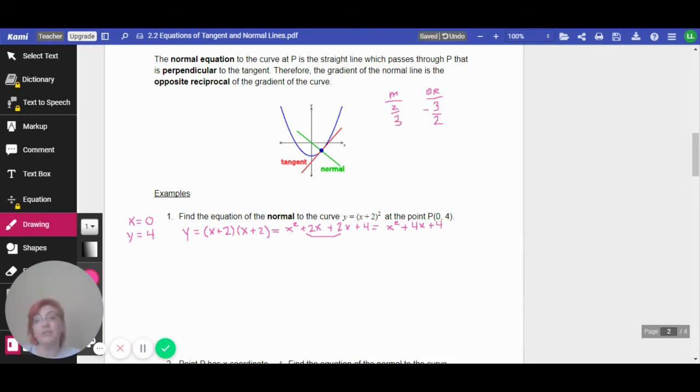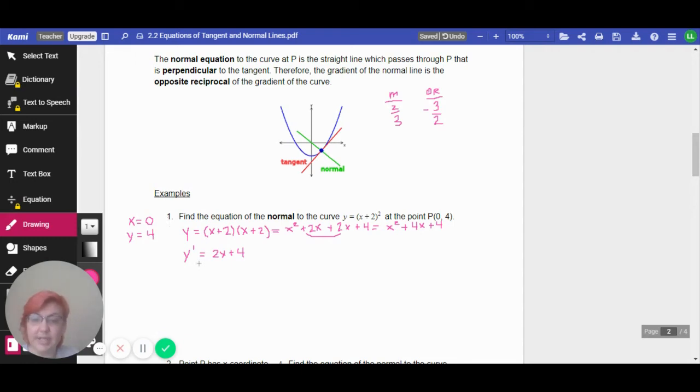So now that I have that, I need to find the gradient of the curve so that I can find the opposite reciprocal and get the gradient for my normal equation. So, derivative or gradient function, I should say, y prime. Let's look at my first term. n is 2, a is 1, 2 times 1 is 2, and x to the n minus 1 would be x to the 2 minus 1, which is 1, so I don't need to write anything. Next, n is 1, a is 4, 1 times 4 is 4, x to the n minus 1 would be x to the 1 minus 1, x to the 0 is 1, 4 times 1 is just 4, and then I have a constant, and as we know, constants go away because they will be equal to 0.